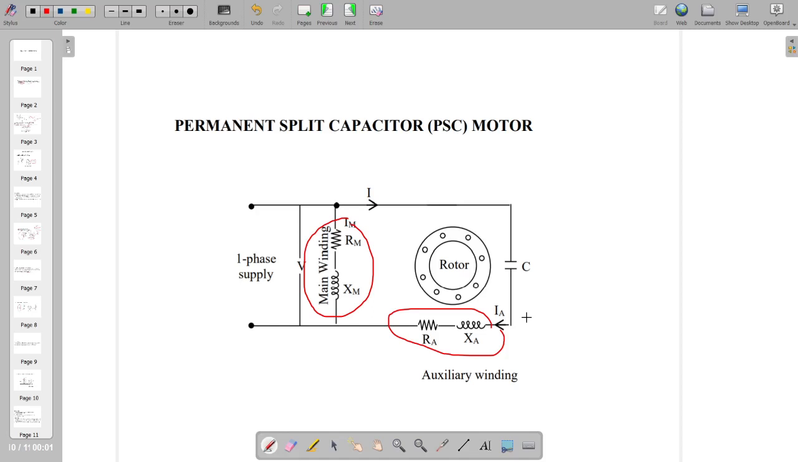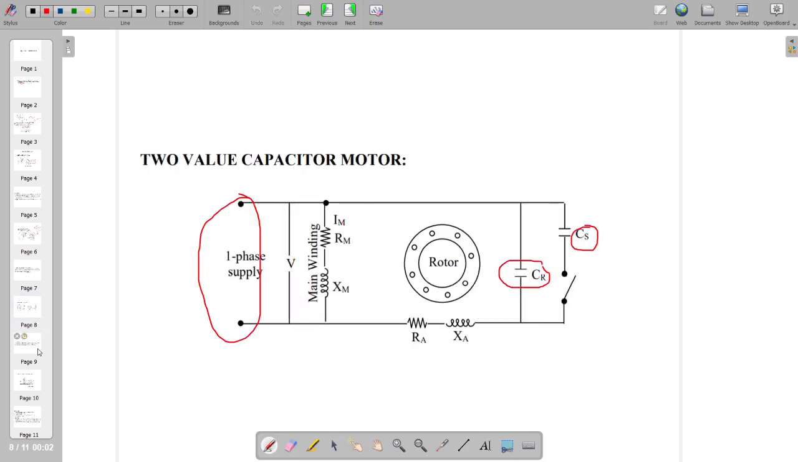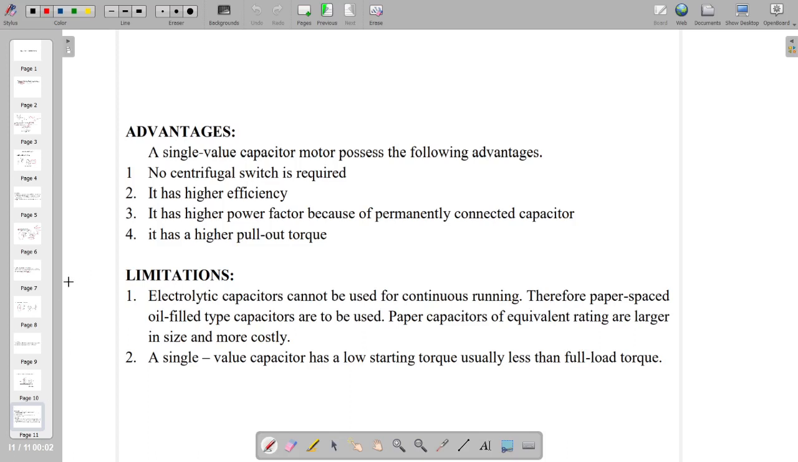The auxiliary winding is always in the circuit, and therefore this motor operates in the same way as a balanced two-phase motor, so it produces a uniform torque. The motor makes less noise during operation. Because of these reasons we have some advantages. No centrifugal switch is required. It has higher efficiency and high power factor because the capacitor is permanently connected in the circuit itself. It has high pull-out torque. So these are the advantages.